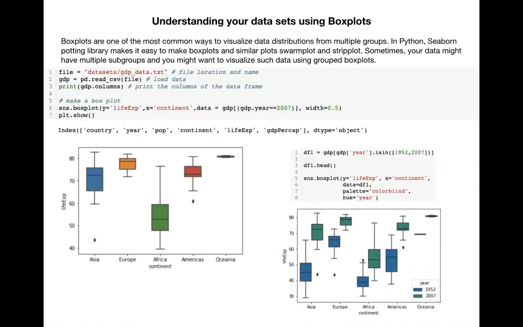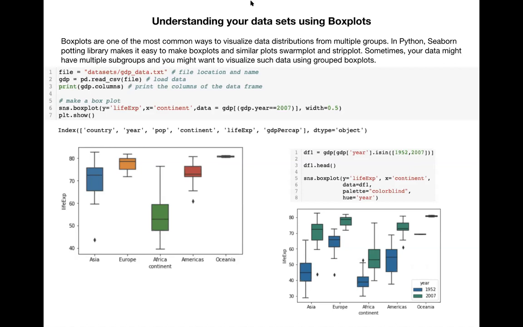So the last bit of this lecture is that we're going to generate more fancy plots with the Seaborn module, called box plots. I'm pretty sure you guys have seen box plots even in other tables and other statistics. Box plots nowadays are one of the most common ways to visualize data distribution from multiple groups. And it seems like it's perfect for plotting this GDP data set we've been working with, right?